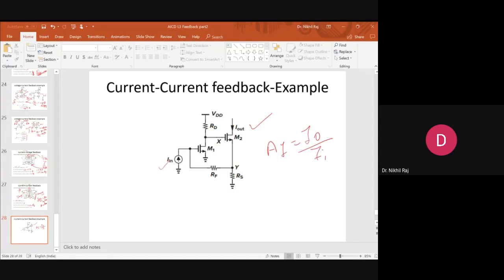Whenever we talk about two port, there are four types of two port network: impedance, admittance, G model and H model. These four configurations have different applications, and which one will fit, we'll see in the next class.